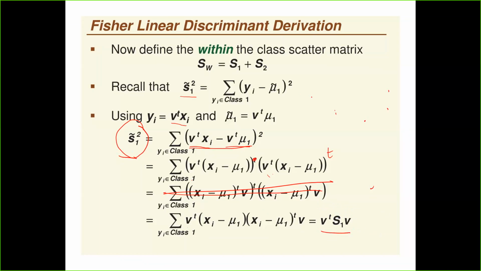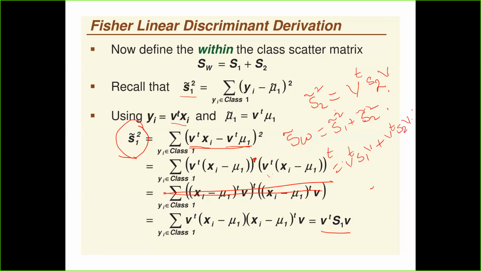So can you tell me what is S2 bar then? V transpose S2 V. And what is the within scatter? SW bar, which is S1 bar plus S2 bar. So which is equivalent to V transpose S1 times V plus V transpose S2 times V. And this is equivalent to V transpose SW times V.